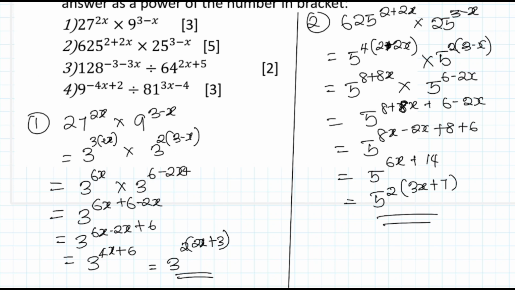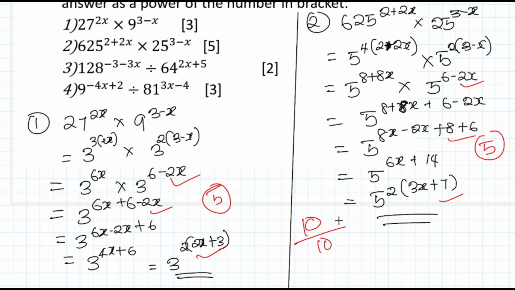You're going to mark this step, this step, and this step as 5. Mark this step here, and mark this step as 5. If you get these two correctly, mark yourself as 10 over 10. If you don't get it correctly, still practice and practice the remaining two.